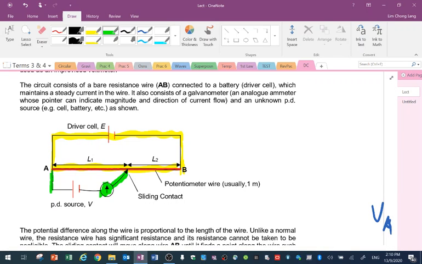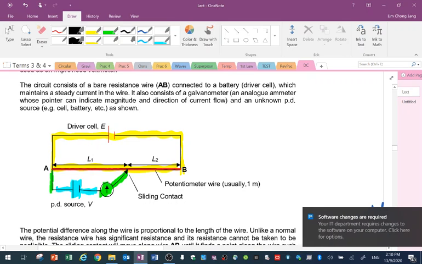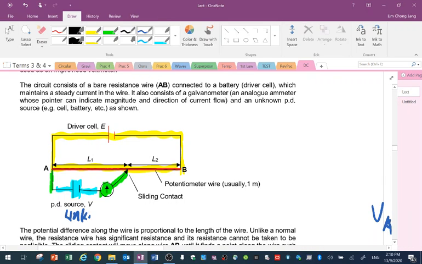All right, and then we have the PD source which is the unknown PD. This is the unknown which we would like to find out. So let me write unknown. This is the unknown PD. So how do we find the unknown PD? Well, we try to get the balance point here. This galvanometer will indicate the balance point of the potentiometer. Now, as you know, VAJ is variable. VAJ is a variable PD.